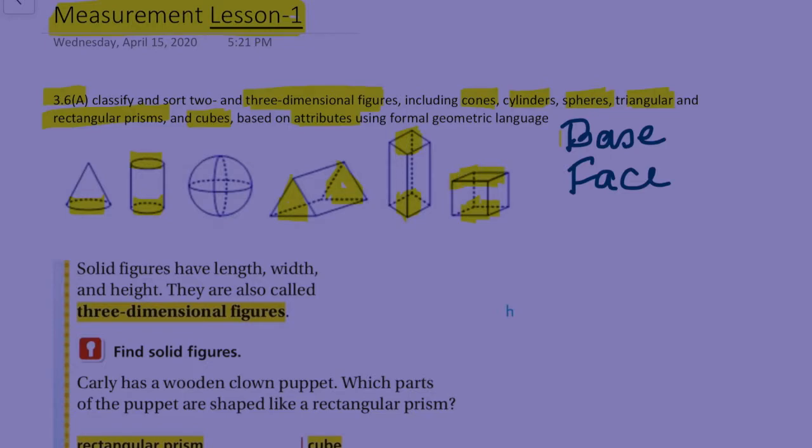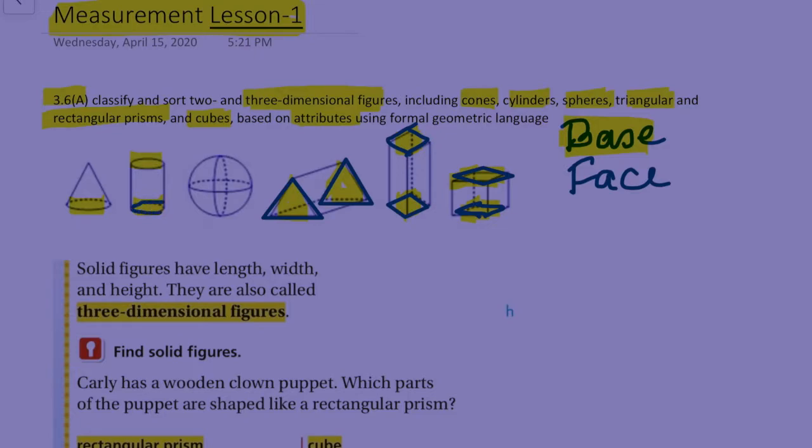So the base and the face are kind of the same thing, but a little bit different. The base is what it's sitting on, and the faces could be the faces on the side. Also, the bases are parallel to each other. Faces do not have to be parallel to each other. So here this face or base is parallel to this base, so we call them bases. Similarly, this is parallel to this base, so we call them bases. And similarly, this one, so they are parallel, so those are the bases.